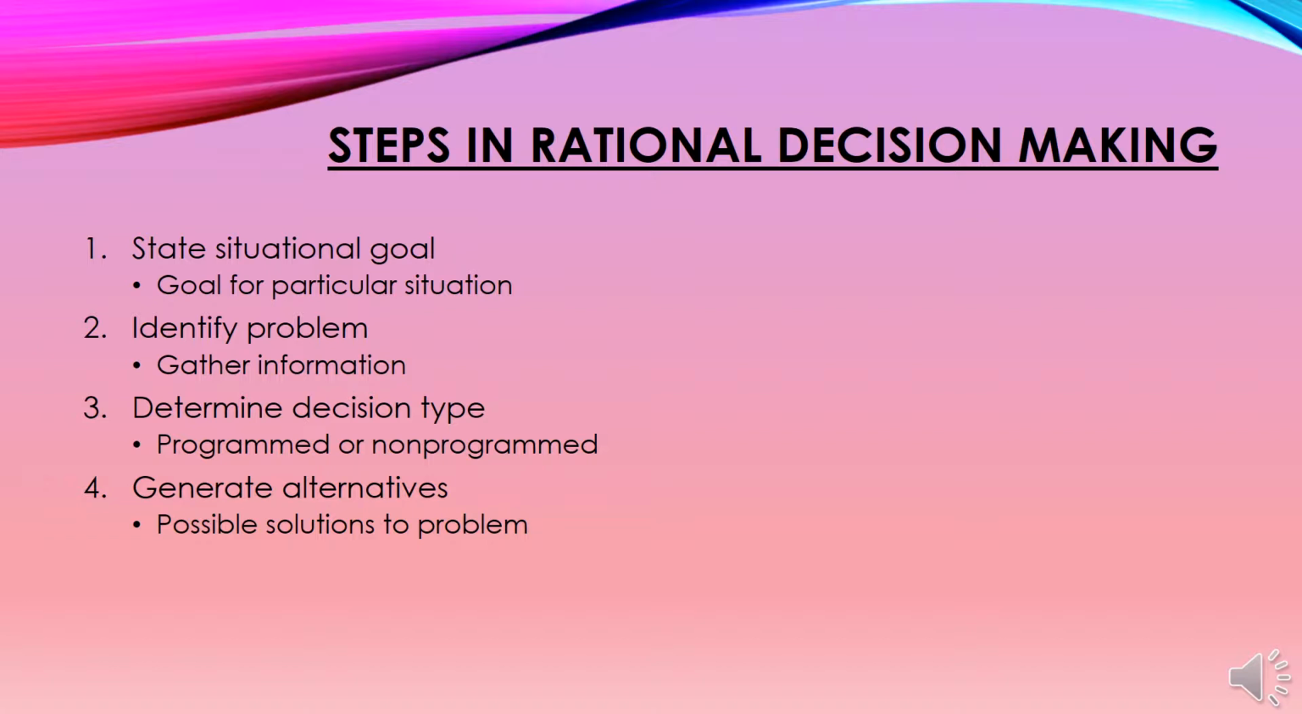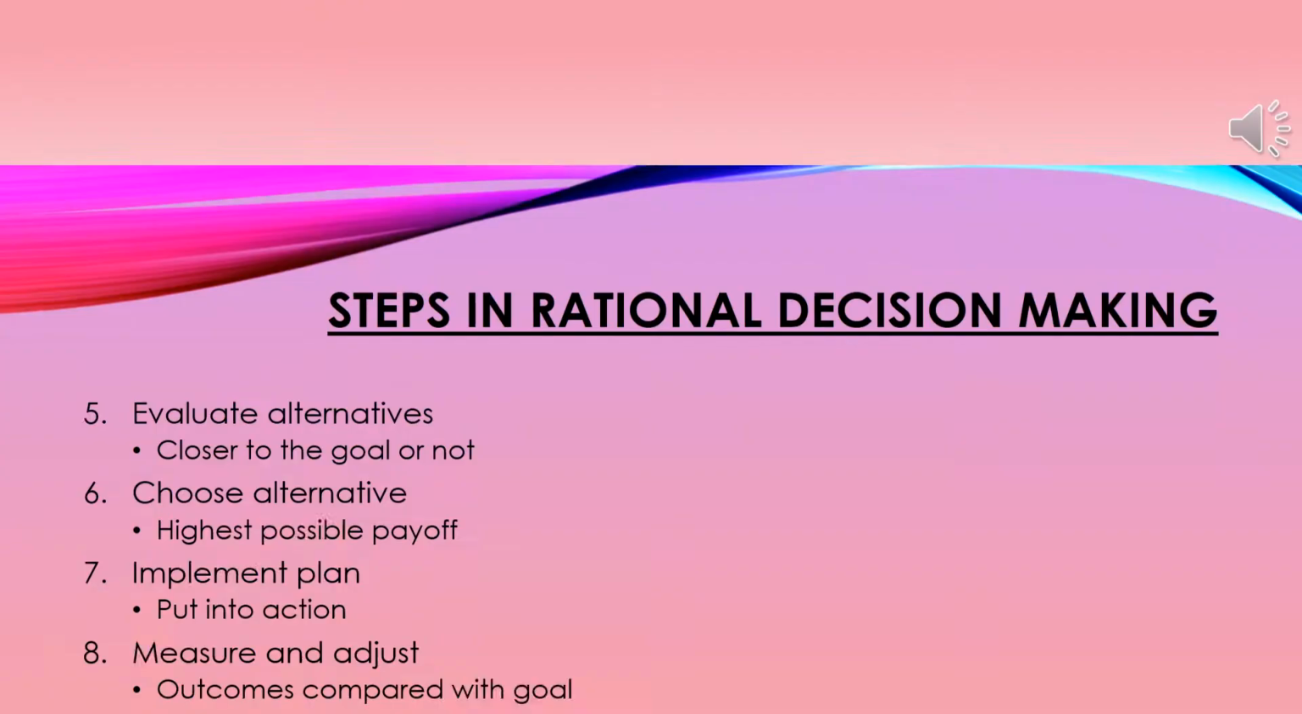Problem-solving: the rational approach to decision-making is a systematic, step-by-step process. The first step is stating the goal for the situation. Next, the decision maker must identify the problem by gathering information that bears on the goal. The third step is determining if the decision is programmed or non-programmed. The fourth step is generating possible solutions to the problem.